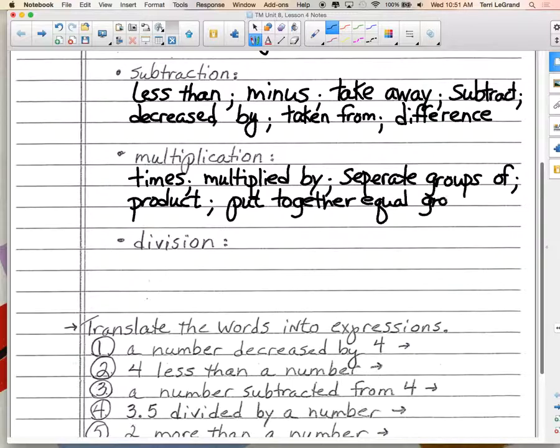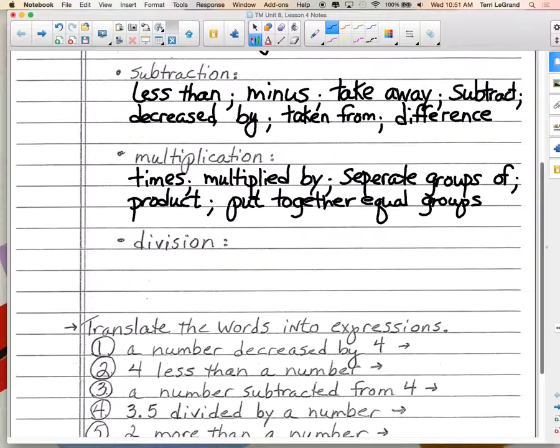Put together equal groups. So we have all these equal groups, and if we want to know how much there is altogether, it's kind of like you could just multiply, right? Wait, you got another one?